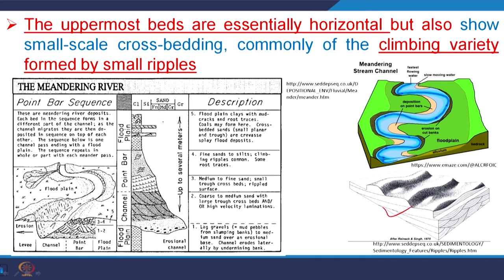So, here we are getting floodplain deposit, mostly fine grained, with some climbing ripples, and mostly it is flood bedded, horizontal. And here at the point bar, if you see, there is medium to fine sand, small trough beds, ripple structures, trough cross stratification and ripples, and at the bottom gravel, which is called channel lag deposits, where gravels, grits and coarse sands are deposited. Here, just above it, coarse to medium sand with large trough crossbeds at high velocity, and laminations are there.